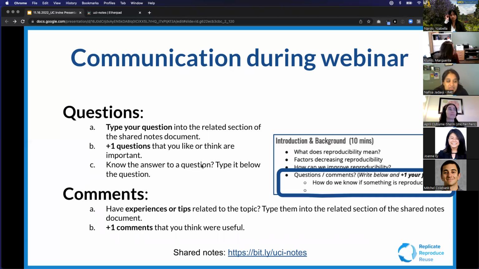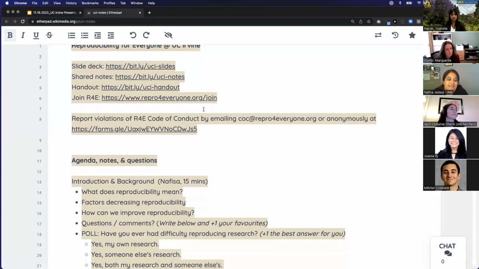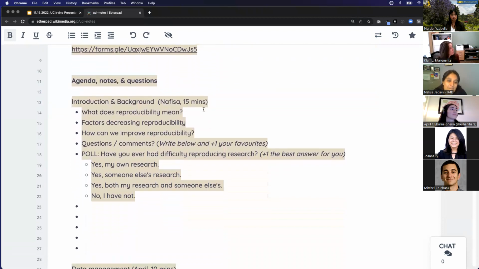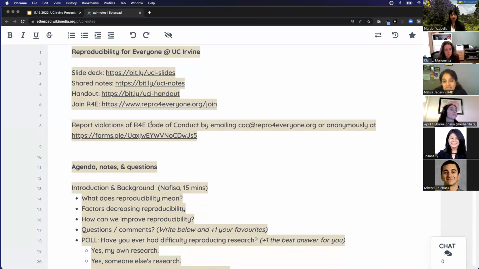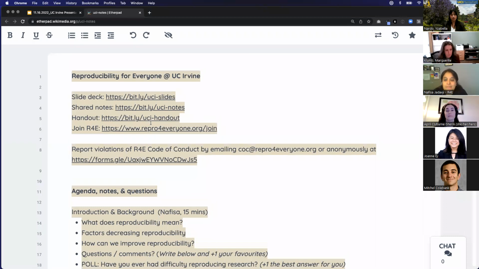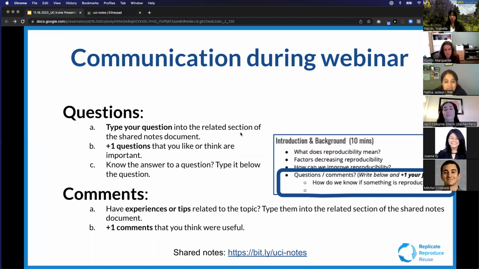You can feel free to communicate with us through that. April's showing that. This is live, so you can add as we go through the workshop. April has broken it down into the different parts of the workshop that we're going to go through. We also have questions for you in this notes document, some polls. All right, any questions or comments thus far? You can just type in the chat or in the notes document.